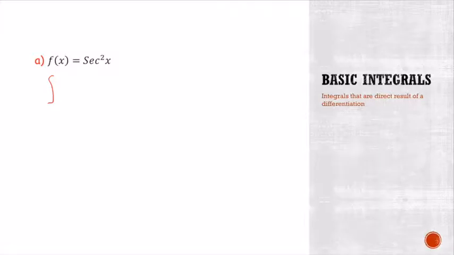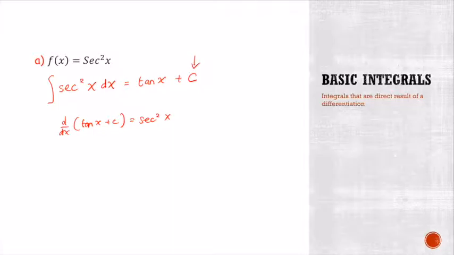In this example, we are taking the integral of secant squared x. But as we know, secant squared x is the derivative of tangent of x. So we can say that the answer to the integral of secant squared x is tangent of x. However, we have to acknowledge that the differentiation of tangent of x plus some constant will also be secant squared x. So the answer that we will go with is tangent of x plus c to represent some constant, which can also include 0 if there wasn't a constant to begin with.